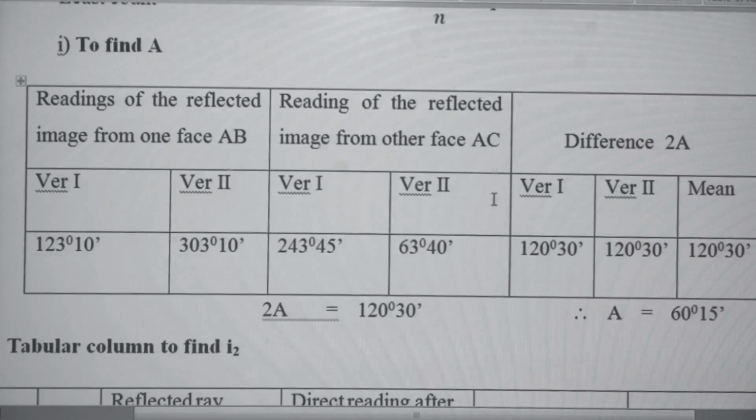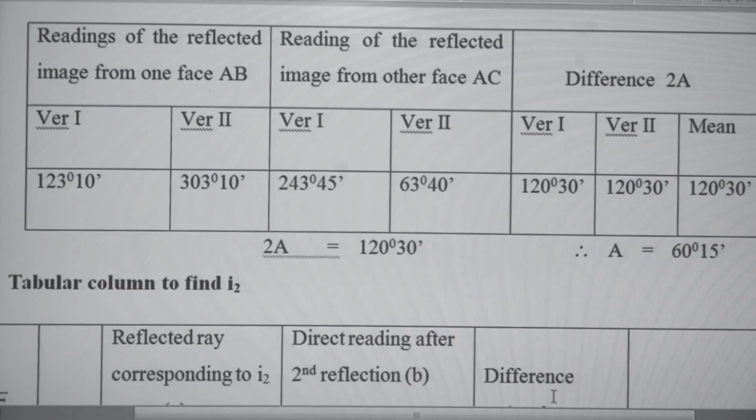When we are finding the angle of the prism, I obtain, when we observe the reflected image from the face AB, Vernier 1 and Vernier 2 readings are here. Vernier 1 reading is 123 degree 10 minutes and Vernier 2 reading is 303 degree 10 minutes. Then the telescope is focused on the face AC.